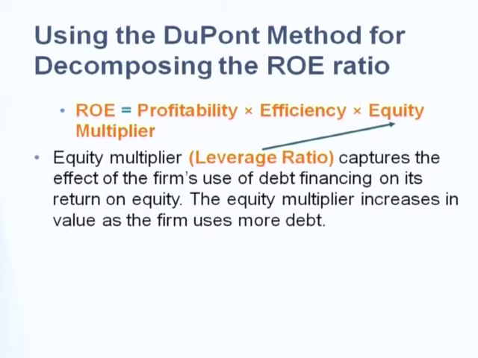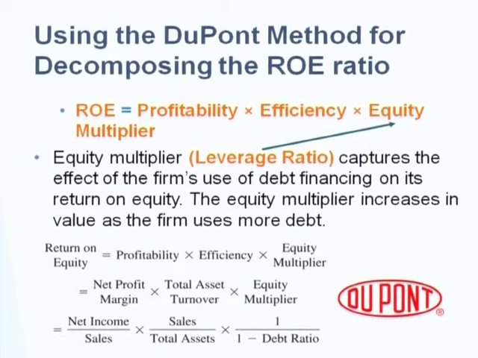So equity multiplier is a leverage ratio. I will show you later how it is a leverage ratio. You see ROE equals profitability multiplied by efficiency multiplied by equity multiplier. For profitability, we use net profit margin, which is net income divided by sales, multiplied by total asset turnover, which equals sales divided by total assets, and multiplied by equity multiplier, 1 divided by 1 minus debt ratio.